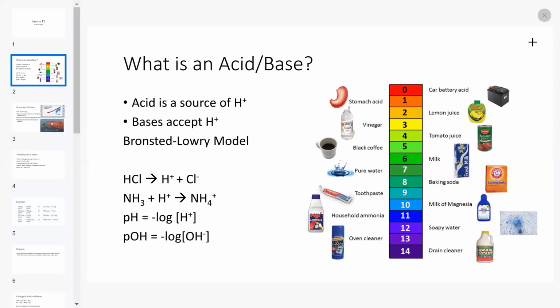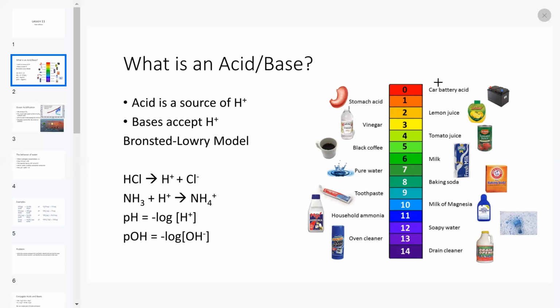So here we can see the different pH values. 7 is a neutral pH. The 7 is the pH of pure water at room temperature. And in this direction, we're getting fairly acidic. So we have vinegar, lemon juice, and car battery acid.